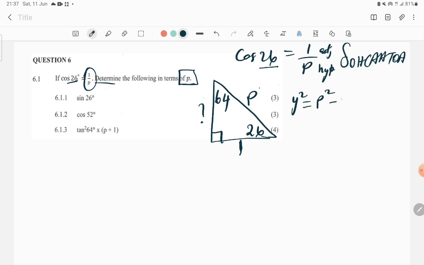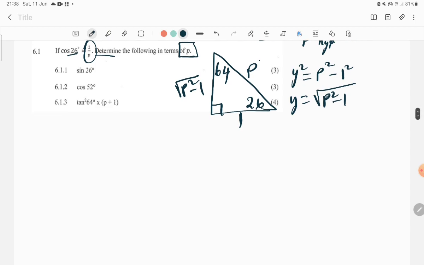Then minus 1 squared, and then our y becomes just what? The square root of p squared minus 1 squared. Yeah, that is just it. Now this is what we have. So this side on its own is given by p squared minus just 1. So this is what we have for now.